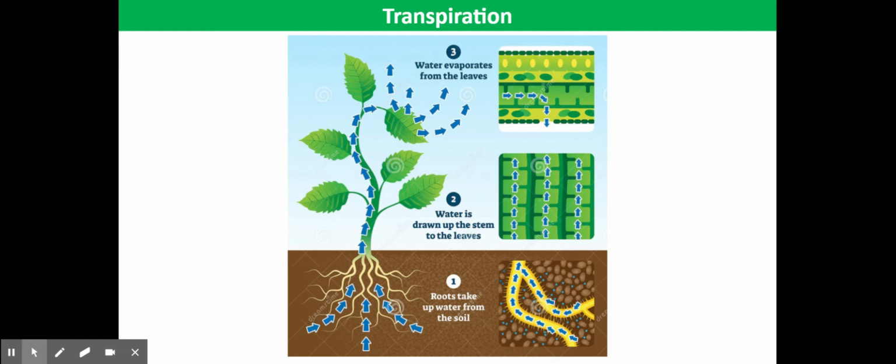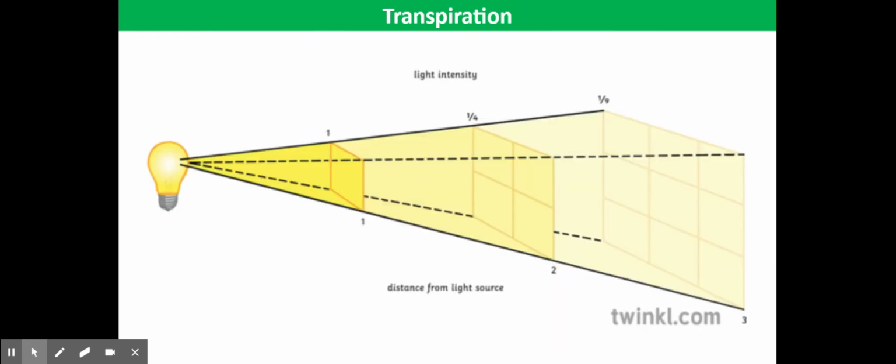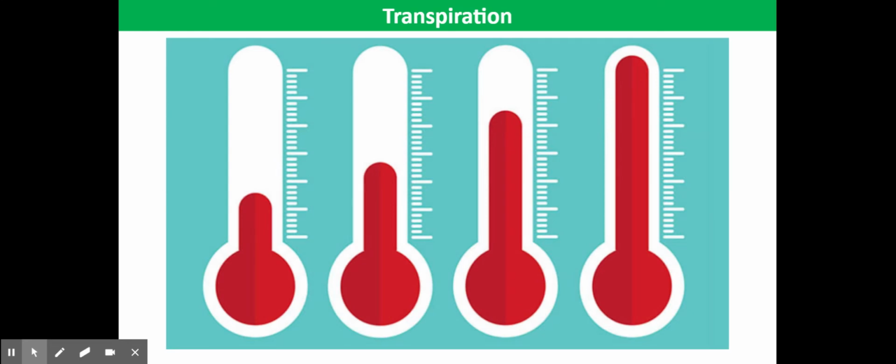We're now going to look at some of the environmental factors that affect the rate of transpiration. Firstly, light intensity. In light, the stomata open to allow gas exchange for photosynthesis. Higher light intensity increases the transpiration rate. Secondly, temperature. A higher temperature will increase the rate of transpiration in 3 ways.